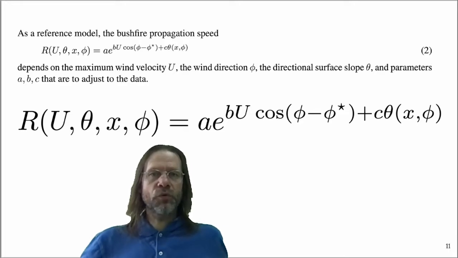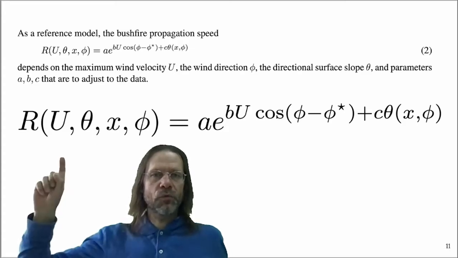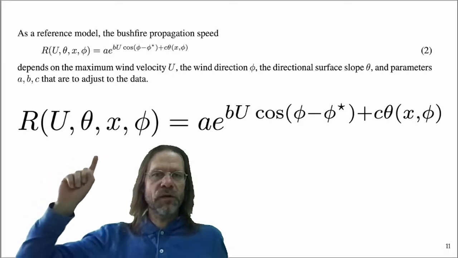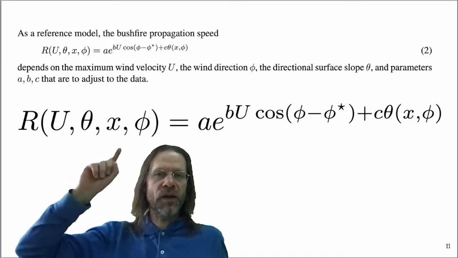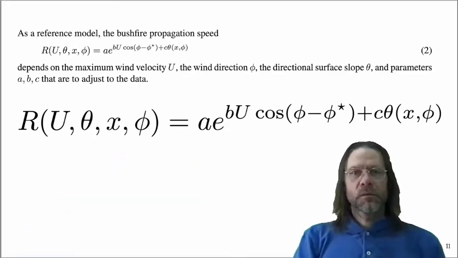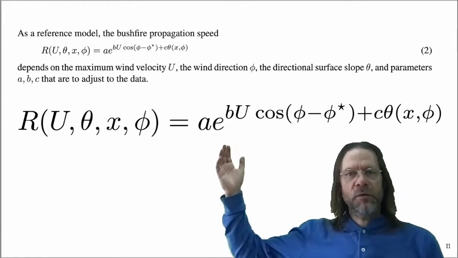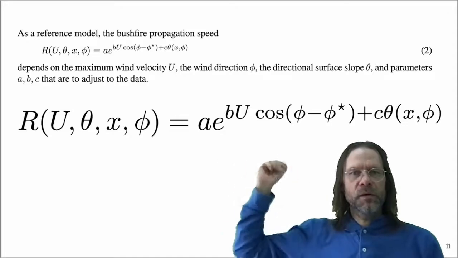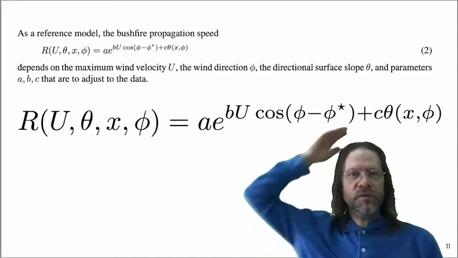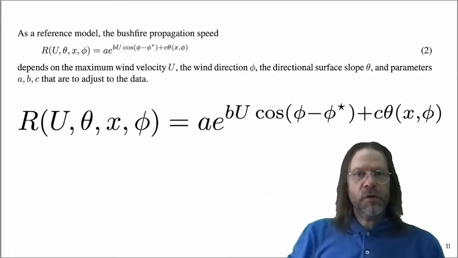By the multiplication, we are sure that in the absence of one effect, the model reduces to a one-variable model of the other effect. The rate of spread of the bushfire propagation depends on several variables: U, the maximum wind speed, theta, the slope function that depends on the position x, phi, the wind direction. The different parameters account for different components. A, the effect of the fuel, B, the effect of the wind speed, and C, the effect of the slope.